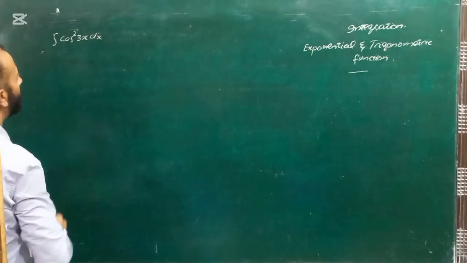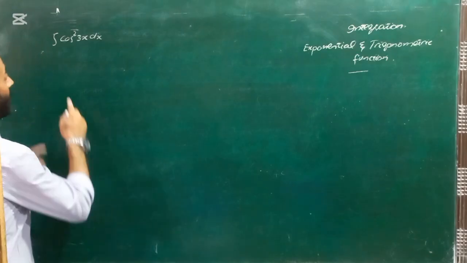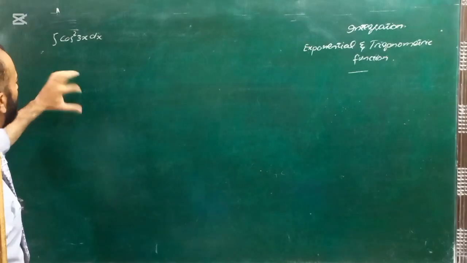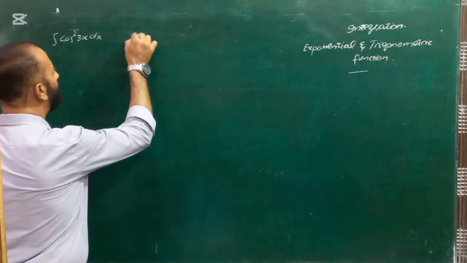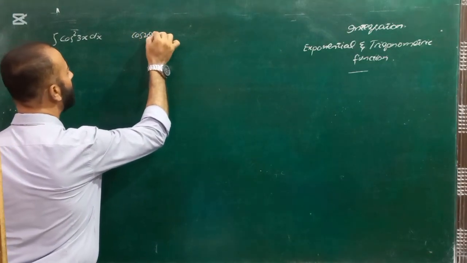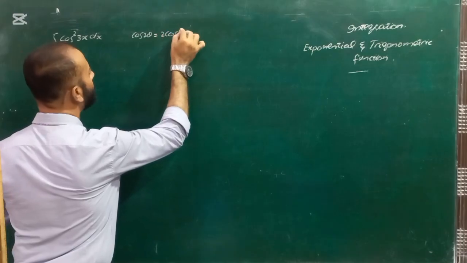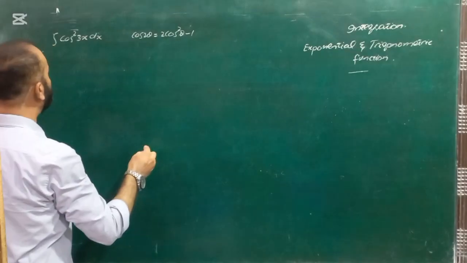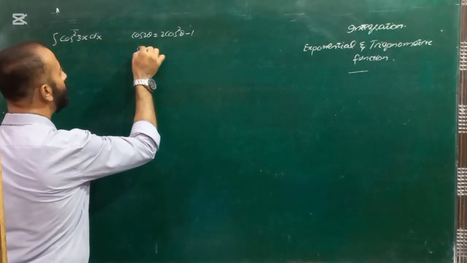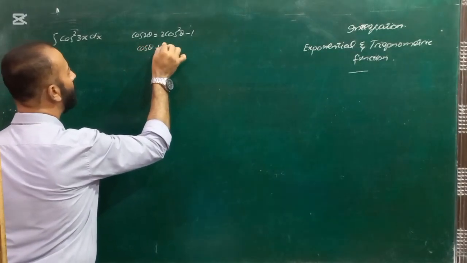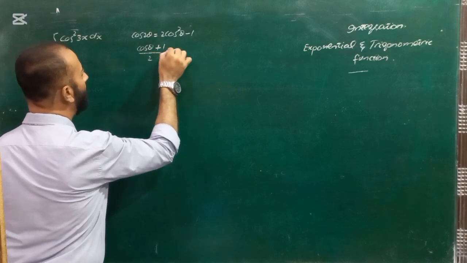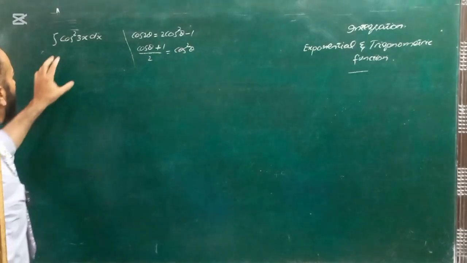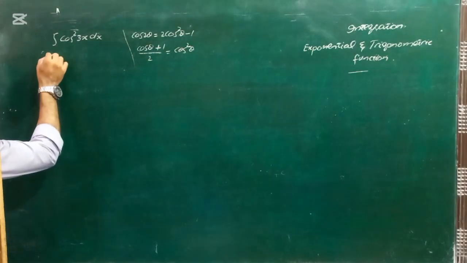Here is another question. Find the integral of cos square 3x. This thing cannot be solved directly, so first we have to transform it to something. As you know, there is a formula that is cos 2 theta is equal to 2 cos square theta minus 1. From here you can see (cos 2 theta plus 1) over 2 will be equal to cos square theta. So we will put this formula into this one, and then we will be able to solve the question.